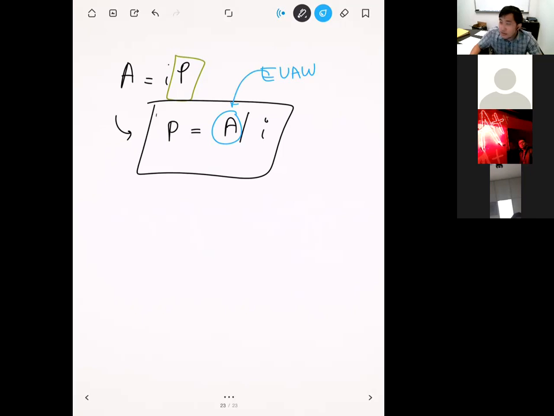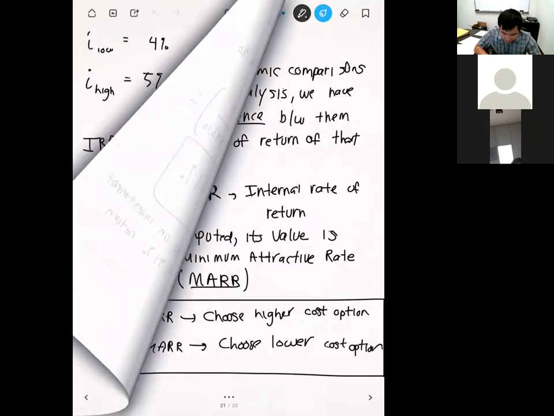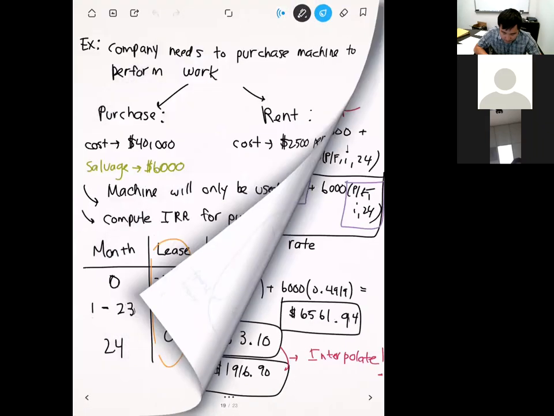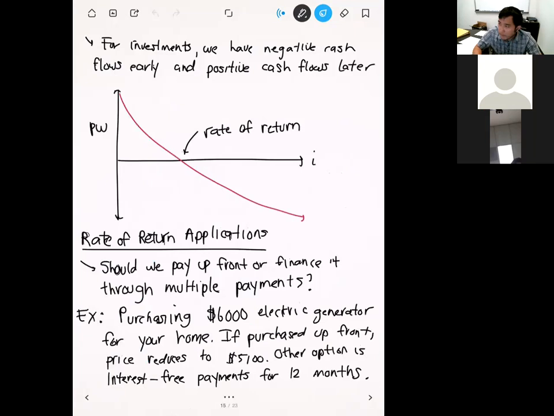Sorry, Professor, I have a question. Sure. Can you go over the investment diagram one more time? Sure. Based on what's written, you said for investments, we have negative cash flows early and then positive cash flows later. But it looks like the bar of rate of change is going from a positive side to the negative side. So I got a little confused.